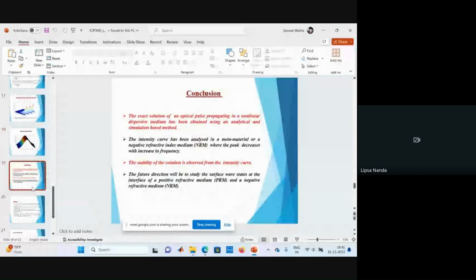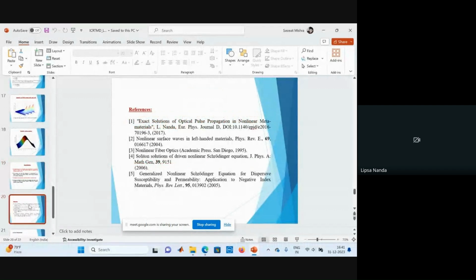And finally, the conclusion. The exact solution of an optical pulse propagating in a nonlinear dispersive medium has been obtained using an analytical and simulation-based method. Then the intensity curve has been analyzed in a metamaterial or negative refractive index medium, where the peak decreases with increase in frequency. The stability of the solution is observed from the intensity curve, and the future direction will be to study the surface wave states at the interface of a positive refractive index medium and a negative refractive index medium. And here are the references which can be referred for this work.